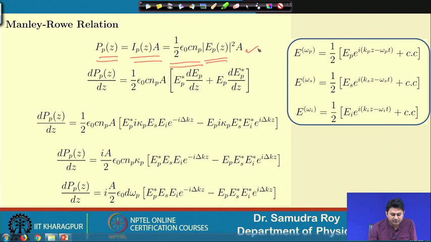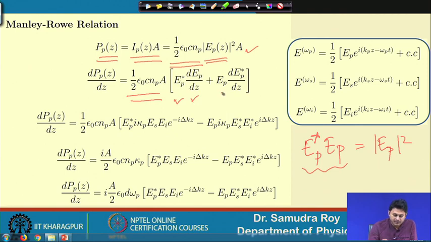If I take the derivative with respect to z of this pump power, we have the term half epsilon 0 c n p A, which is constant, and then the derivative of mod E p squared. Two terms will appear because when we take the derivative there are two functions: first E p times d dz of E p star, then E p star times d dz of E p. Once we have these two terms, the next thing is that we are going to replace these quantities.